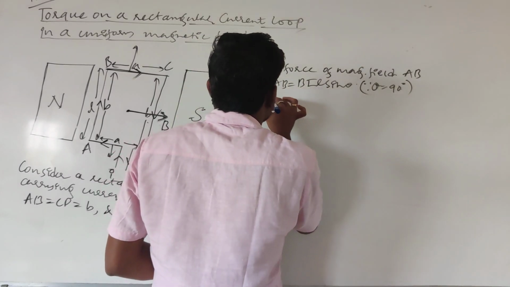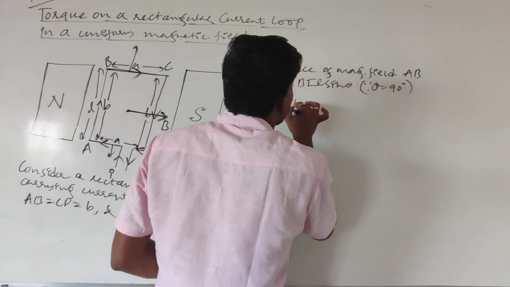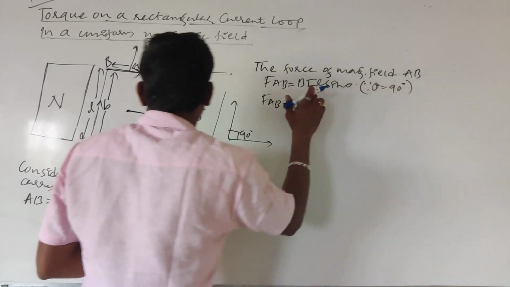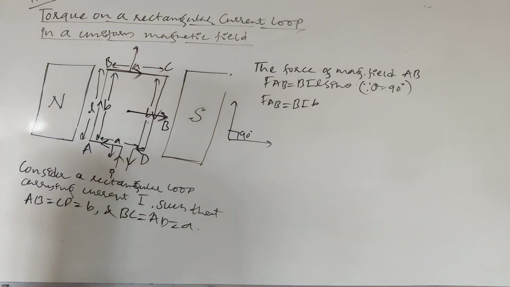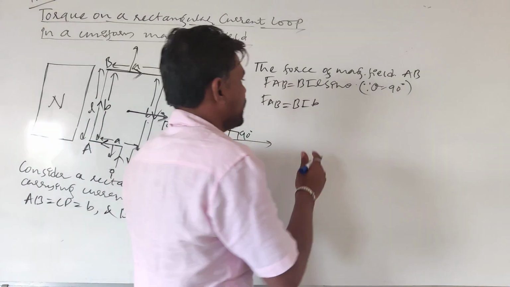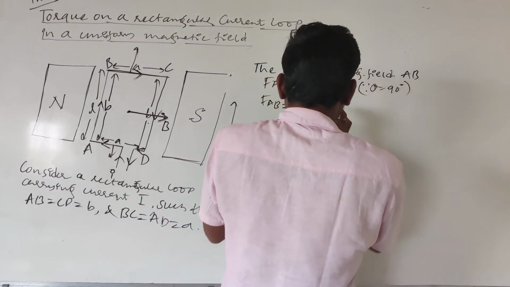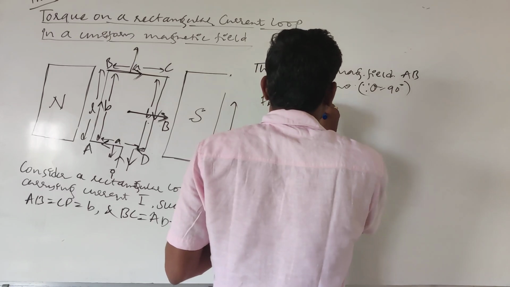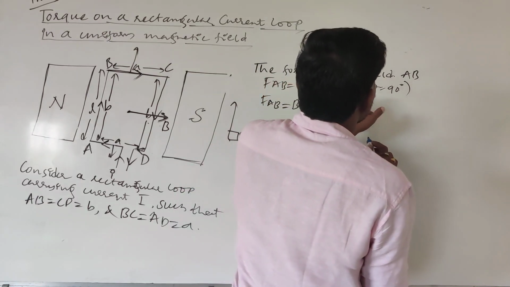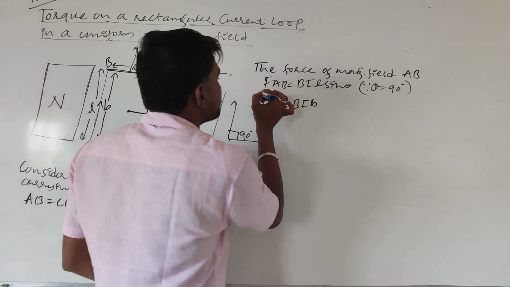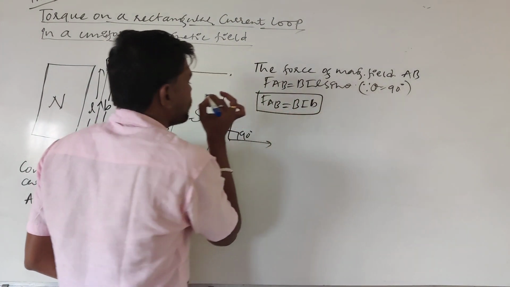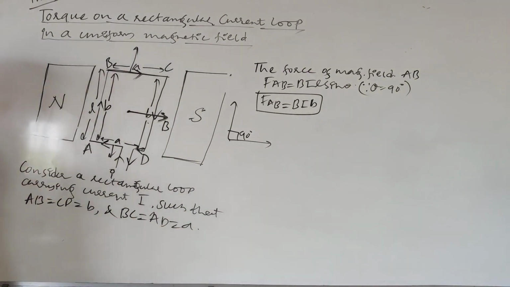So then F AB is equal to B I L. What is L? L is equal to b. Getting my point? So then sin theta, sin 90 is equal to how much? 1. So this is our F AB.